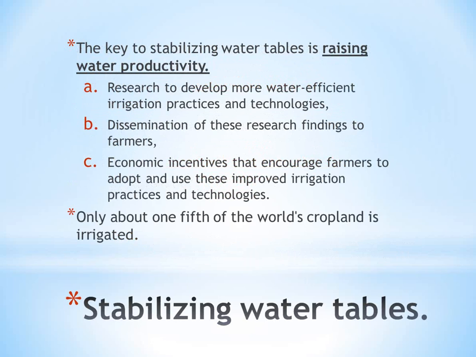Stabilizing water tables. The key to stabilizing water tables is raising water productivity. This requires research to develop more water-efficient irrigation practices and technologies, dissemination of these research findings to farmers, and economic incentives that encourage farmers to adopt and use these improved irrigation practices and technologies. Only about 1/5 of the world's cropland is irrigated.